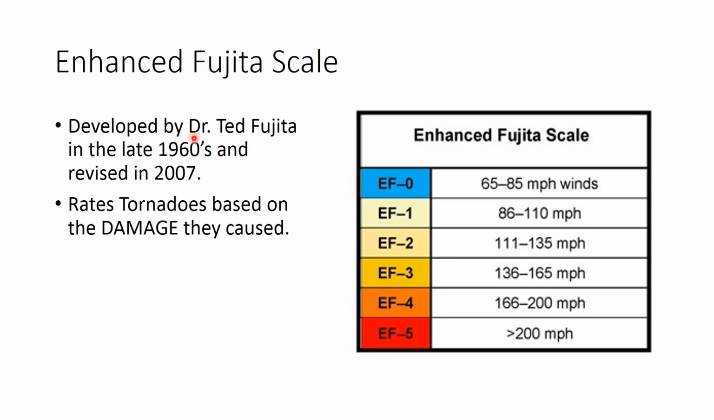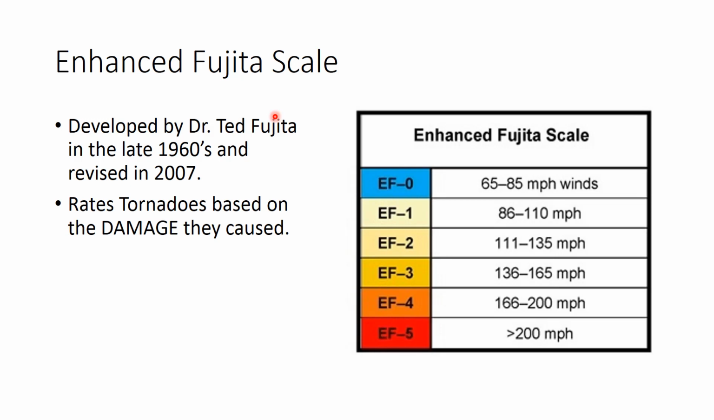the late 1960s called the Fujita scale. And this scale actually reigned as sort of the big scale that everybody used around the world for classifying tornado intensity until 2007.